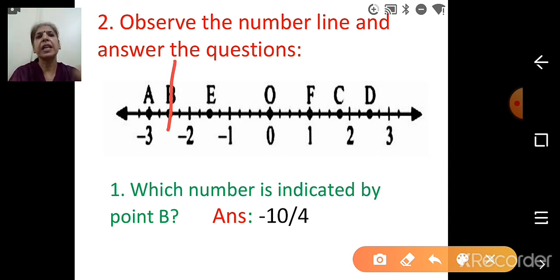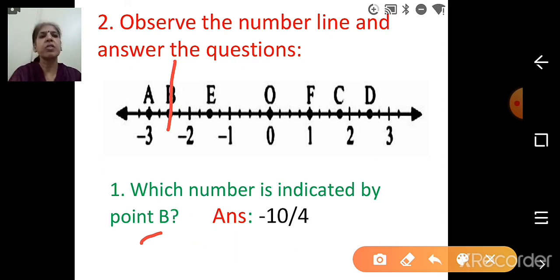Now they are asking which number is indicated by B. So it is after negative 2. After negative 2, which number is it? 1, 2. So you can write negative 2, 2 upon 4. You can write it this way also: negative 2, 2 upon 4.